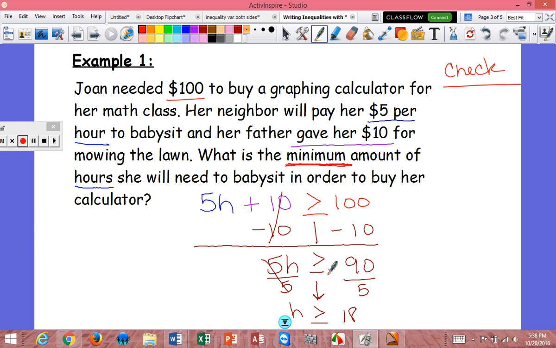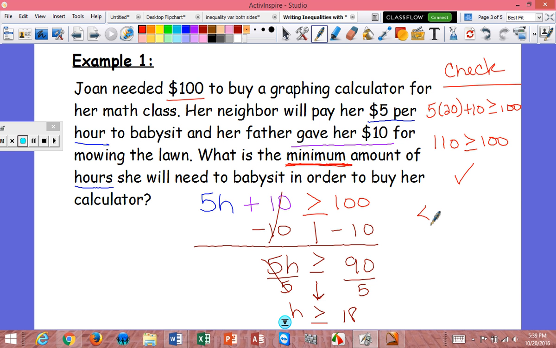So if she works 20 hours, that's greater than 18. So if we have 5 times 20 plus 10, that should be greater than or equal to 100. Well, 5 times 20 is 100, plus 10 is 110. 110 is greater than or equal to 100. Specifically, 110 is greater than 100, so we know that our solution makes sense.